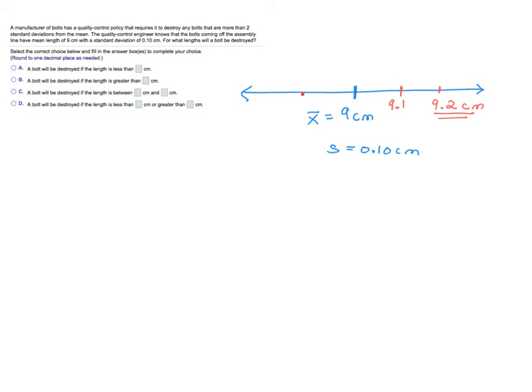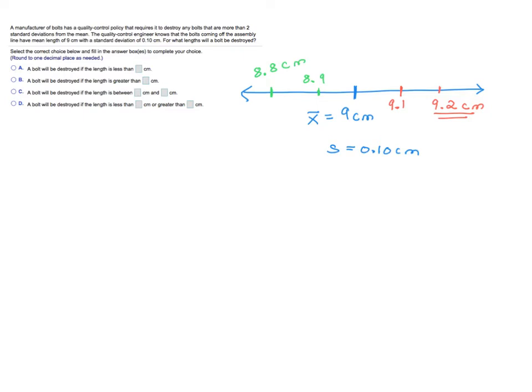But, obviously if the bolt is too short, well, they're not going to want to sell that either. So we have to repeat this process, but going in this other direction. So this time, I'm going to take the middle, and I'm going to subtract the standard deviation 2 times. So to start with, if I go 1 standard deviation this way, that's 9 minus 0.1, and that is 8.9. If I do this one more time, I end up here, and that is 8.8. So those are my 2 values.